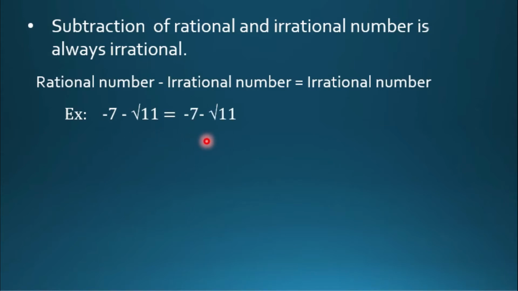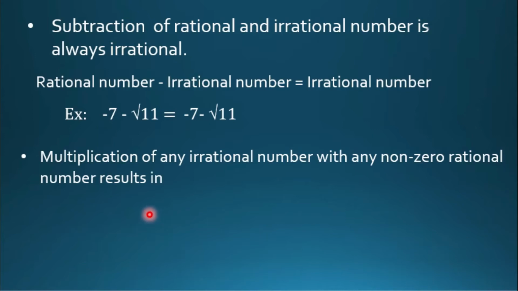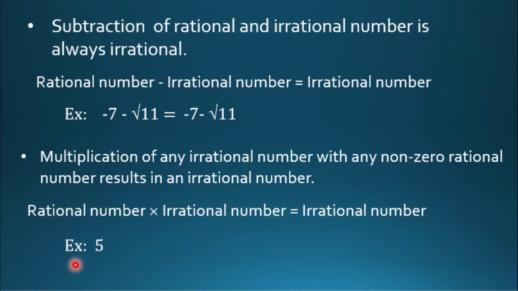Next one is multiplication. Multiplication of any irrational number with any non-zero rational number results in an irrational number. Rational number into irrational number is equal to an irrational number. For example, 5 into root 7 is equal to 5 root 7.